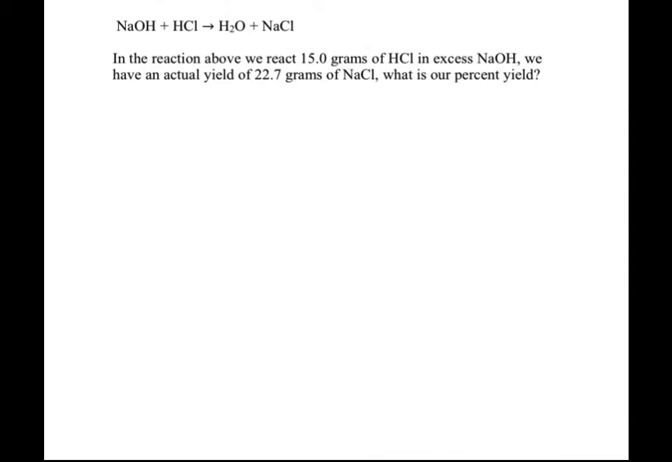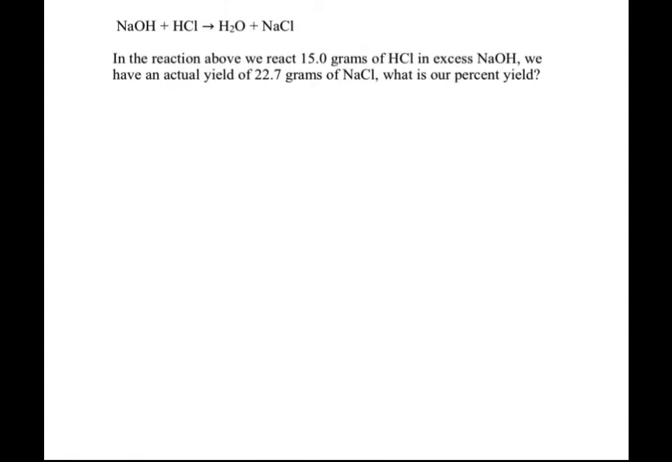So today we're going to be talking about percent yield. In our first problem, we have a given reaction, and we're told that in the reaction, we react 15 grams of HCl in excess NaOH, and we have an actual yield of 22.7 grams of NaCl. We want to know what our percent yield is.